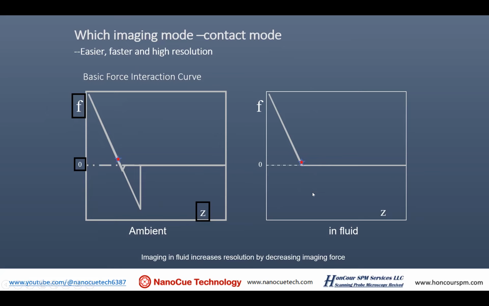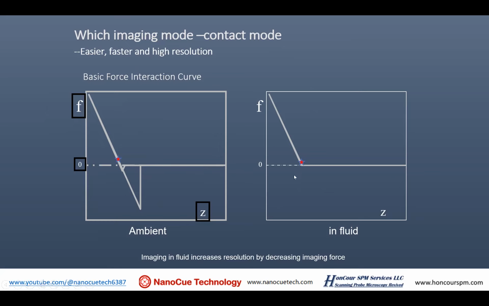Why should I tell you that? That is because it tells you when you're imaging in air, because of the adhesion force or capillary force, the tip and sample are always sucked into each other with a strong repulsive force. So contact mode in air does not give you high resolution on soft samples, and that's a known factor.